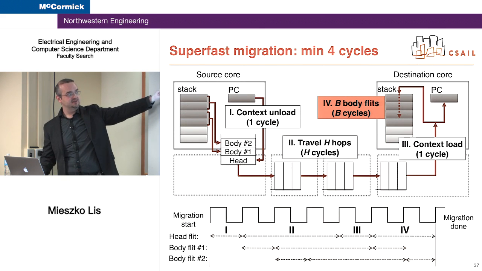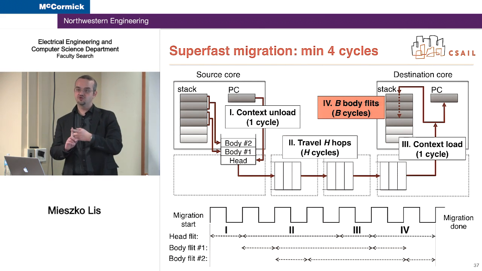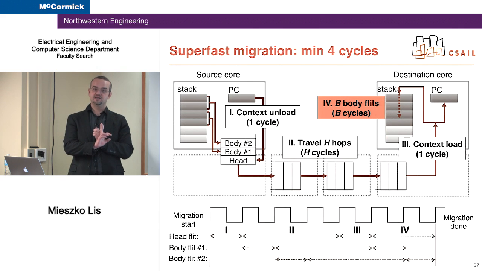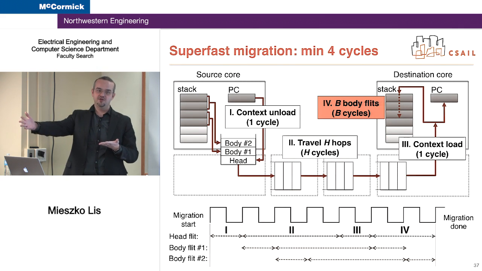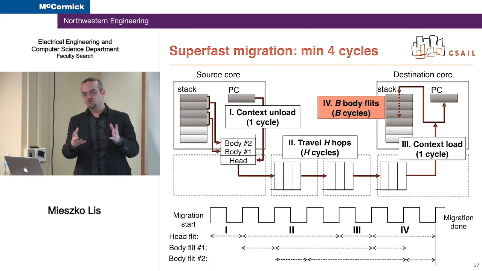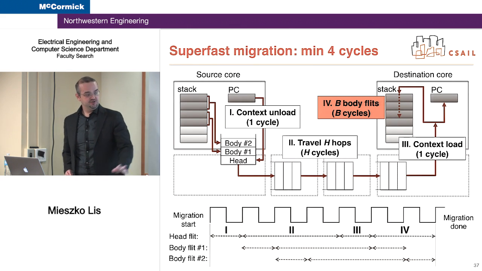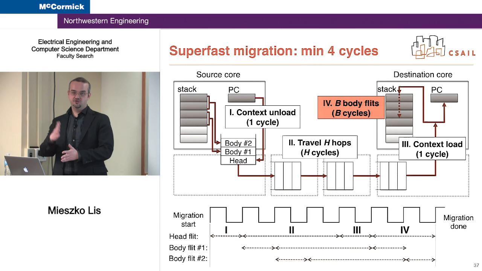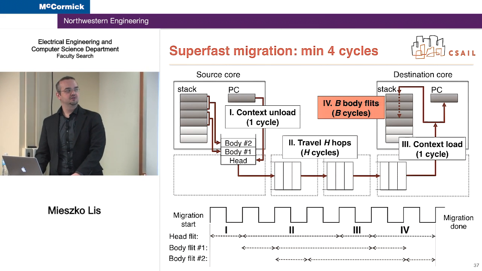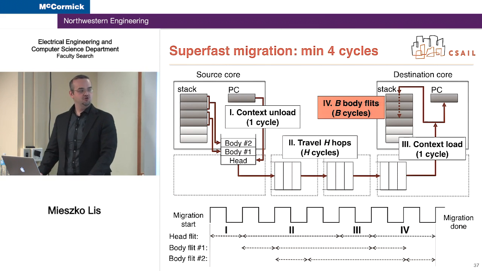For us, the minimum context is basically you need the program counter and you need at least one piece of data, right? Because if you're going there to access memory, then you at least need to know what address you're going to access. So the minimum context for us is 2 flits. Altogether, this is 4 cycles, and after 4 cycles, you can basically keep executing at the destination core.